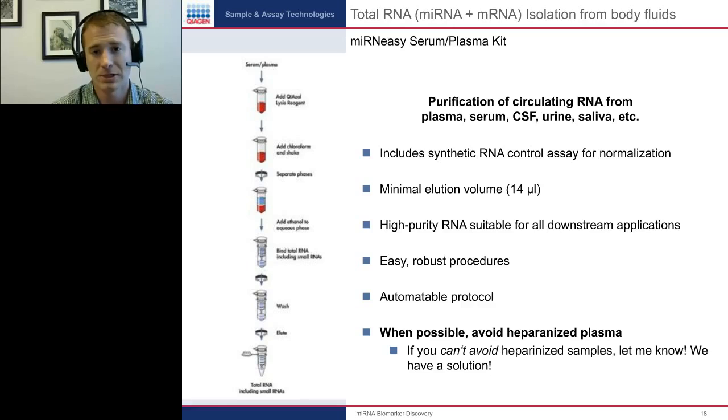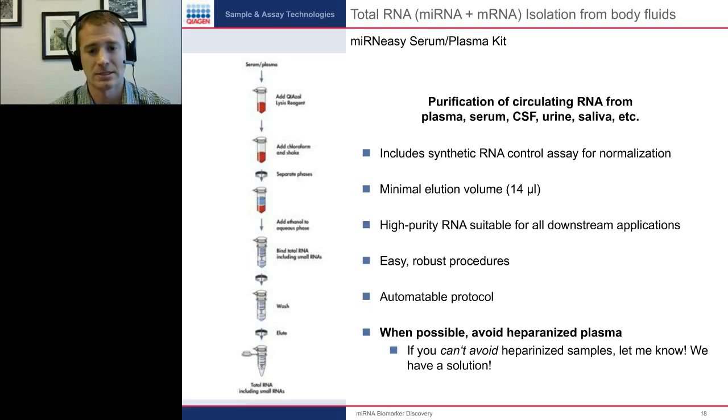And our one recommendation when working with serum and plasma is, when possible, avoid heparinized plasma simply because heparin is a potent reverse transcription inhibitor. However, if you can't avoid heparinized sample, just let me know. At QIAGEN, we're always exploring new avenues to access new samples, so we certainly have a solution for you if you have heparinized plasma. So at the end, contact me, jonathan.shaffer@qiagen.com, and we can set up a solution for you. Now back to task here.